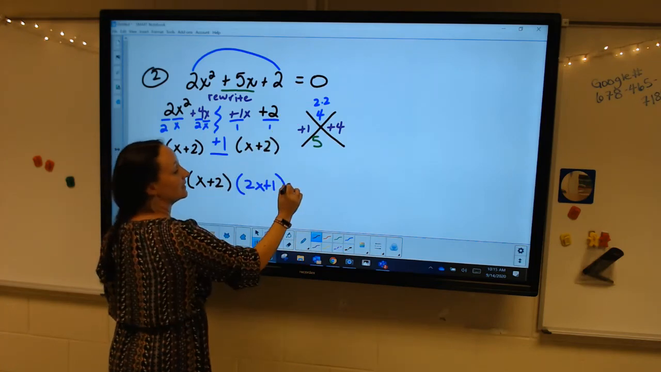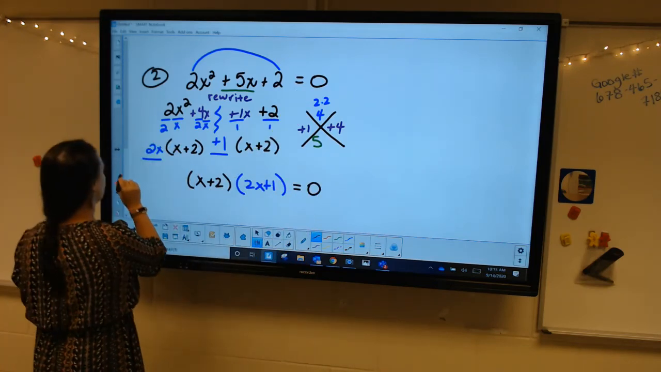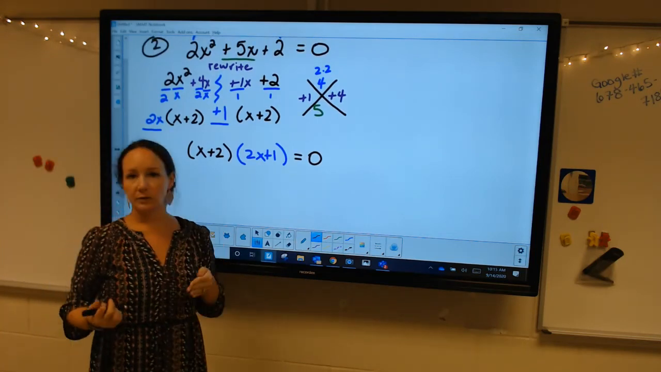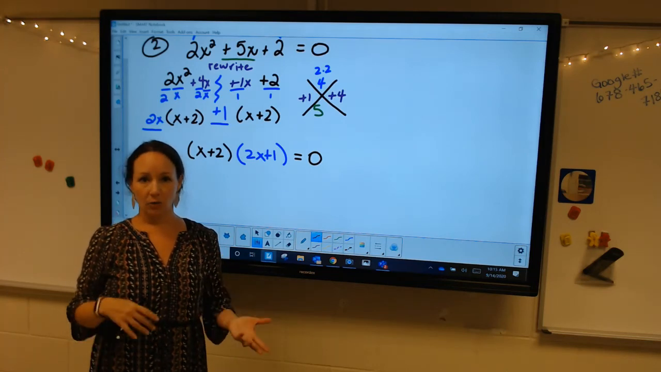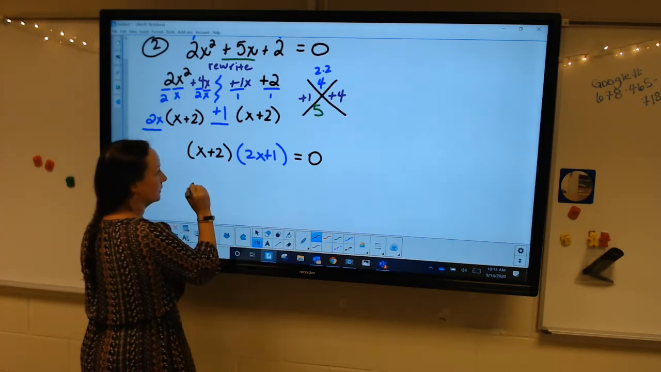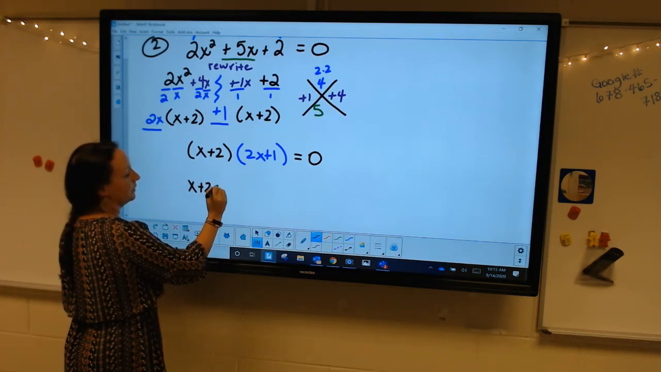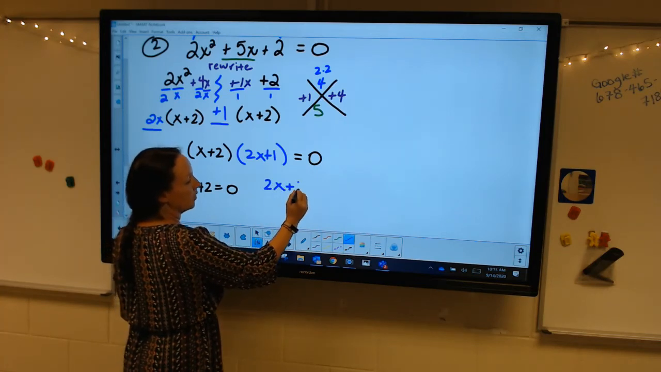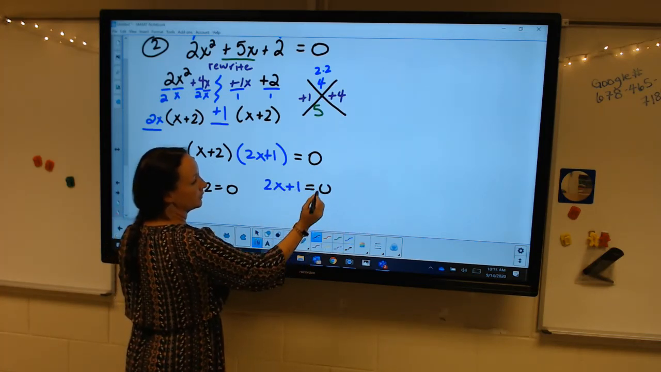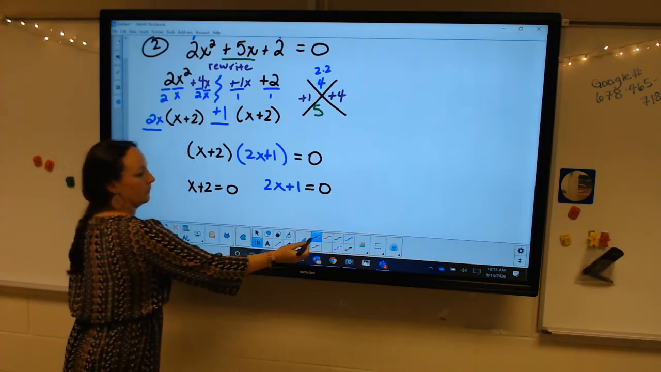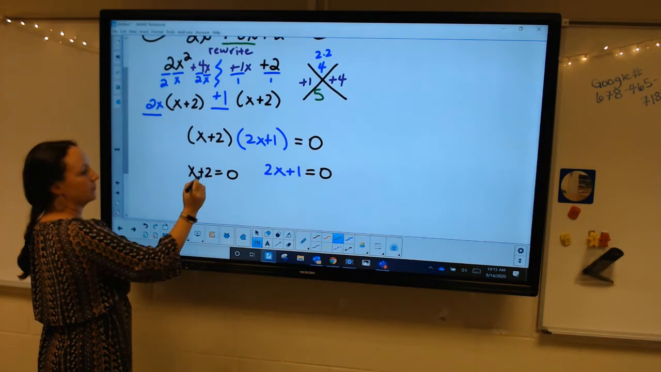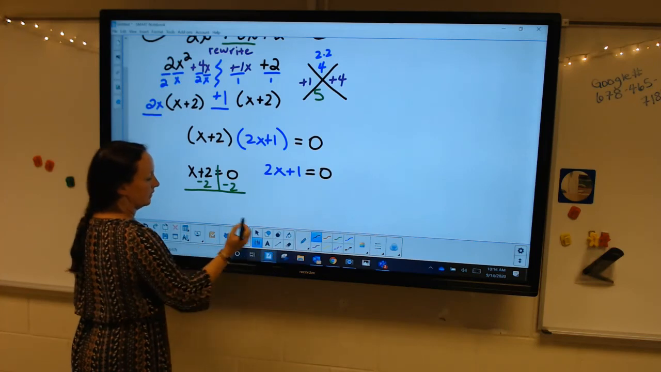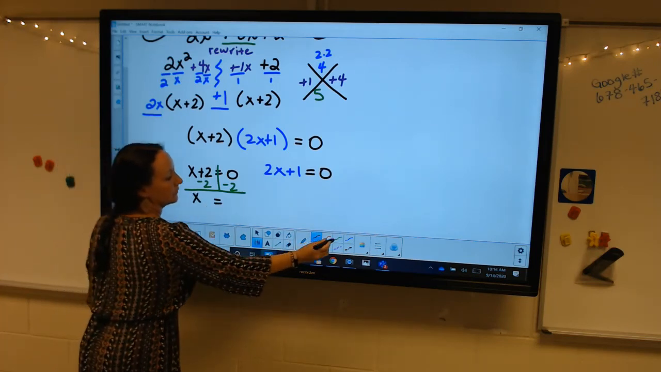This problem is still set equal to 0. So that is a reminder that I need to set each of those parentheses equal to 0 in order to solve. So x plus 2 gets set equal to 0, and 2x plus 1 will get set equal to 0. In this first problem, I'll subtract 2 from each side. X equals a negative 2.